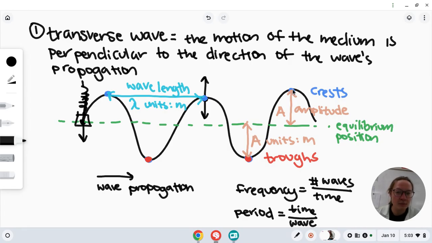When you count waves, by the way, you should always count the same part of the wave. So you could count crests or you could count troughs. And then you can calculate the period by dividing the amount of time you see between two waves, like the amount of time between the first crest and the next crest.